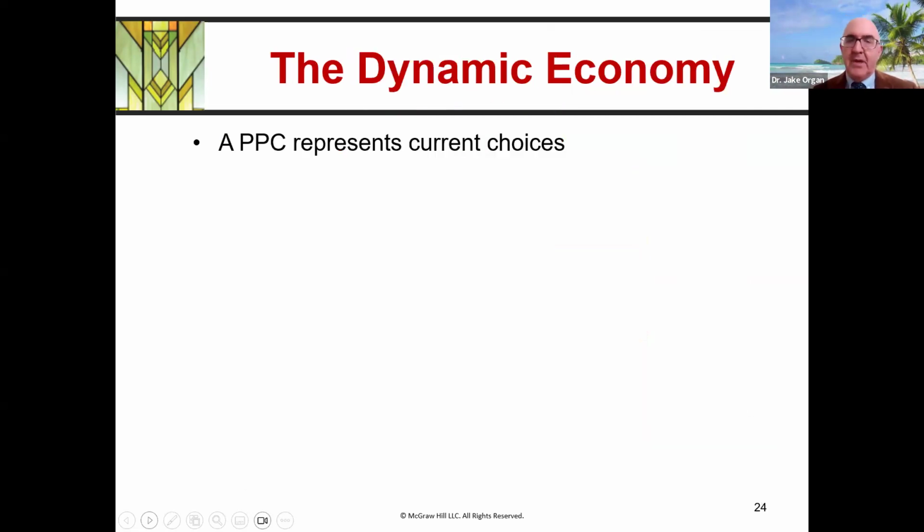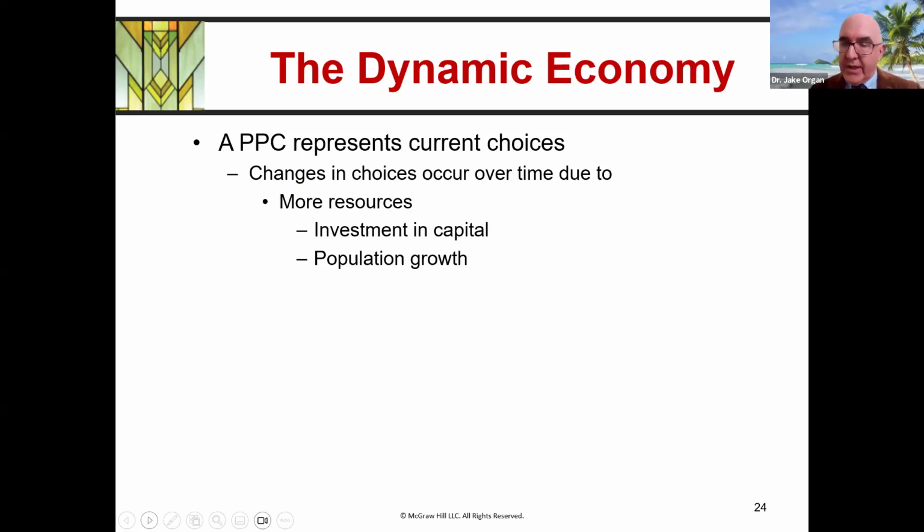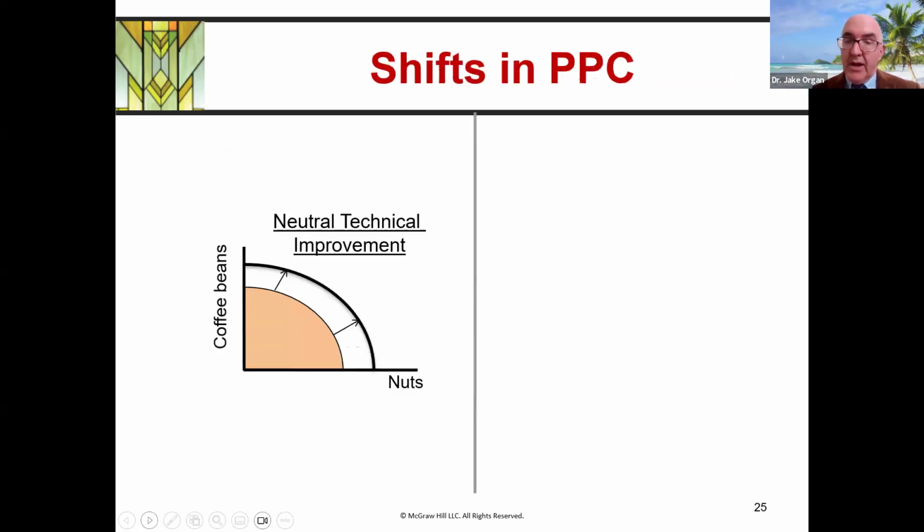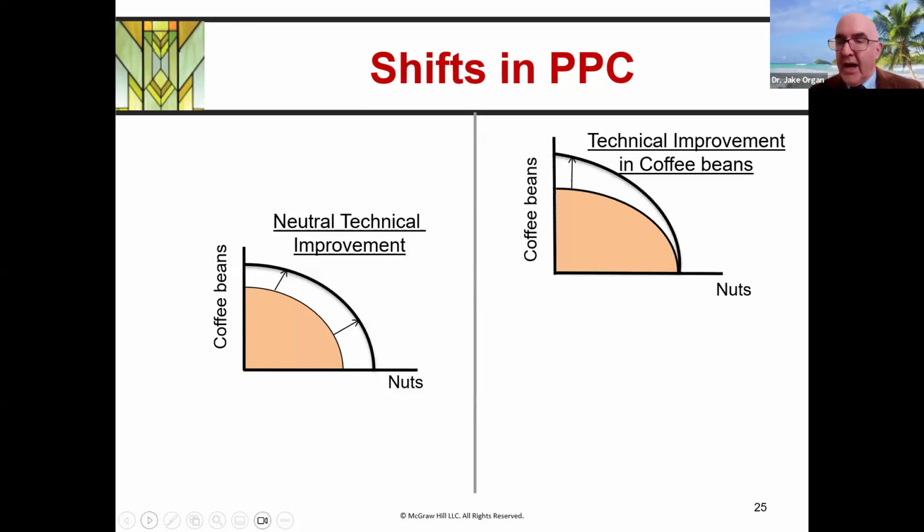And so this is all about a dynamic moving economy, and the production possibilities curve represents current choices, but they change over time. You invest in capital, you invest in machinery, you invest in technology. Population grows, there's more workers. There's improvements in technology, more specialization, startup and switching costs, increase in knowledge. And so the production possibilities frontier moves. That's the whole principle of it. There's all sorts of things that can move it along.